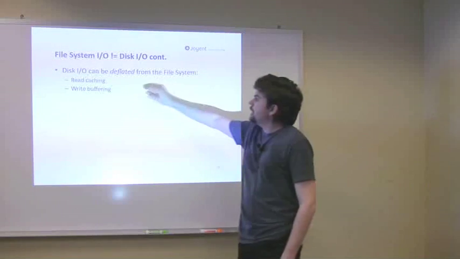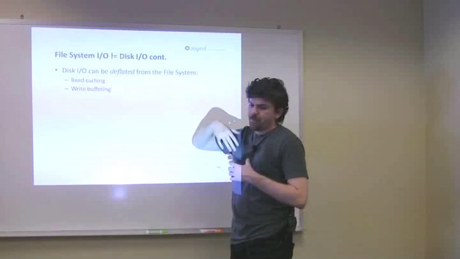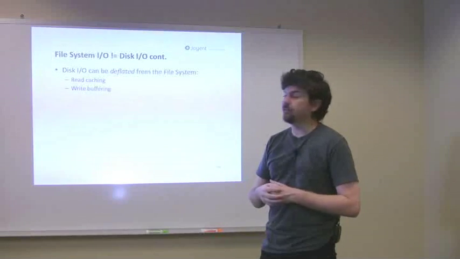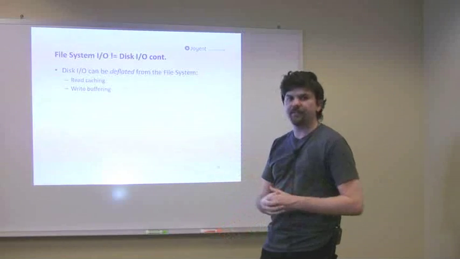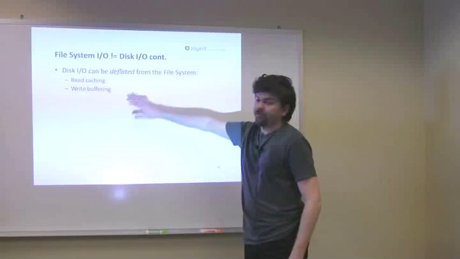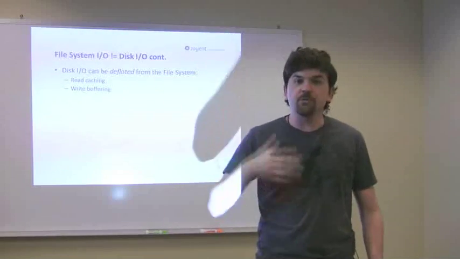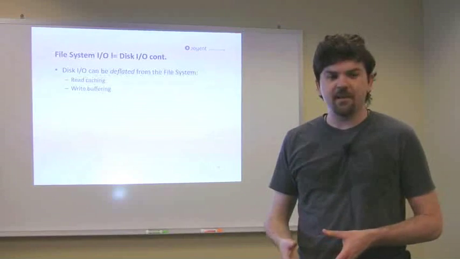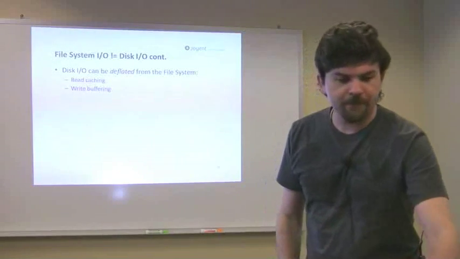Disk I/O can also be deflated from the file system. So my application can be performing many reads that are satisfied from the DRAM cache of the file system, which you don't see at the disk level. And write buffering. As I just mentioned, you can write to DRAM and you don't see those writes at the disk I/O level, but your application is doing them.